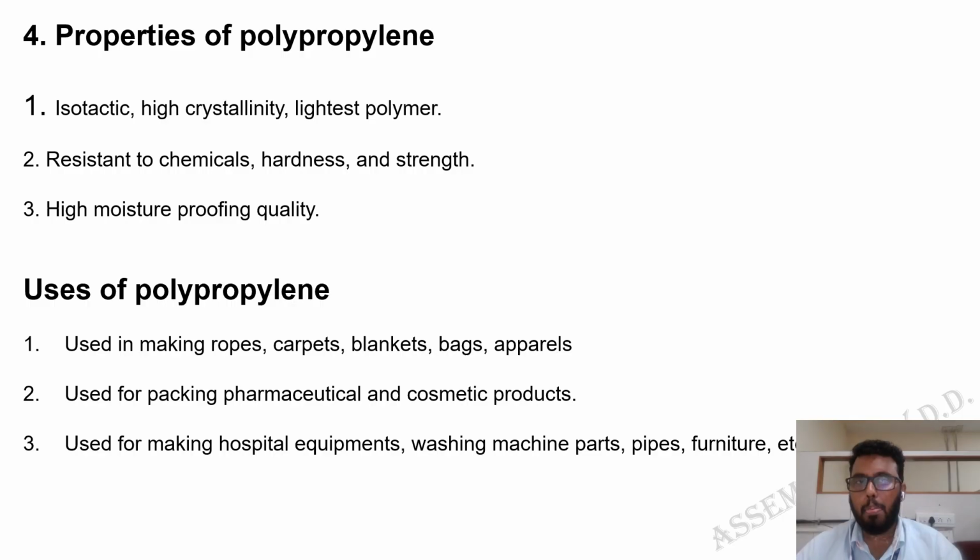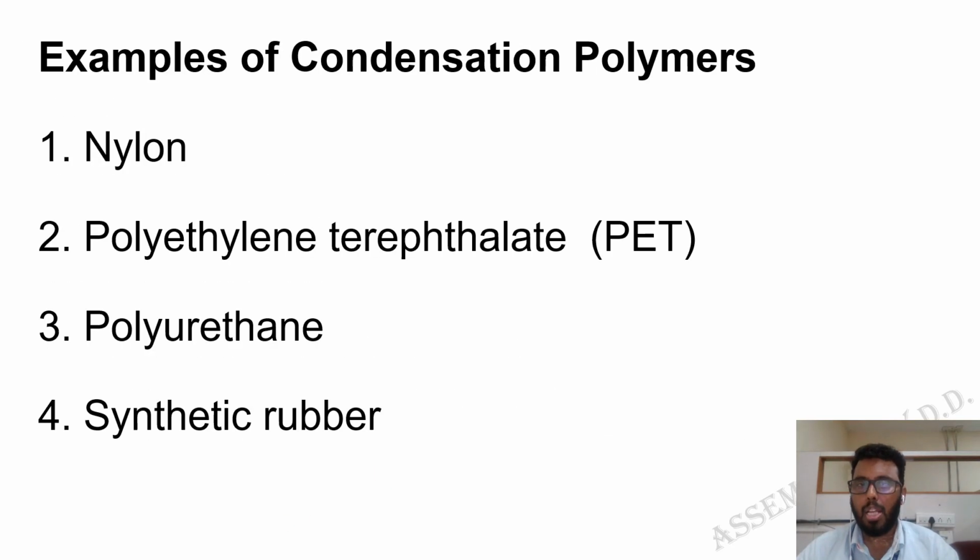The properties of polypropylene: isotactic, highly crystalline, the lightest polymer, resistant to chemicals, with hardness and strength and high moisture-proofing quality. It is also used in making ropes, carpets, blankets, bags, apparel, packaging for pharmaceutical and cosmetic products. It is also used for making hospital equipment, washing machine parts, pipes, furniture, etc.